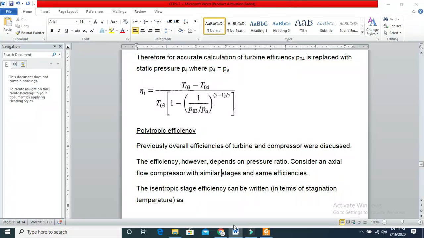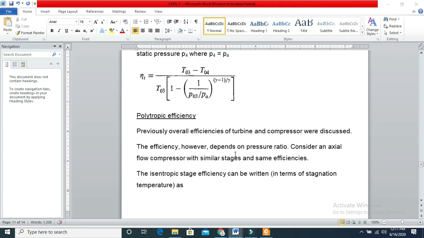In the previous class, the overall efficiency of compressor and turbine was explained. The overall efficiency can be related to the small stage efficiency using appropriate relations. The compressor can have several stages, and for each stage we can define small stage efficiency. Or if a compressor does not have stages, we can hypothetically assume that the compression is carried out in small stages.